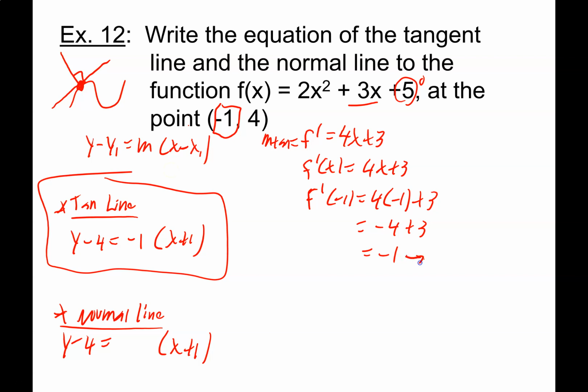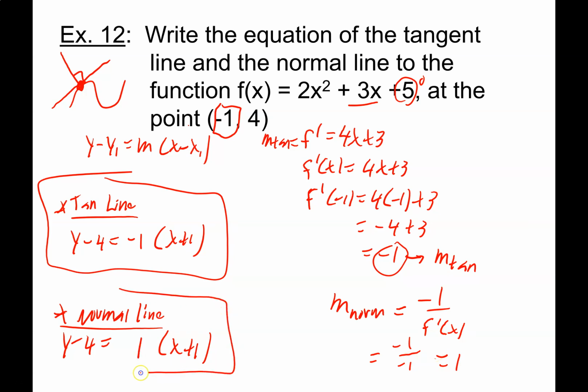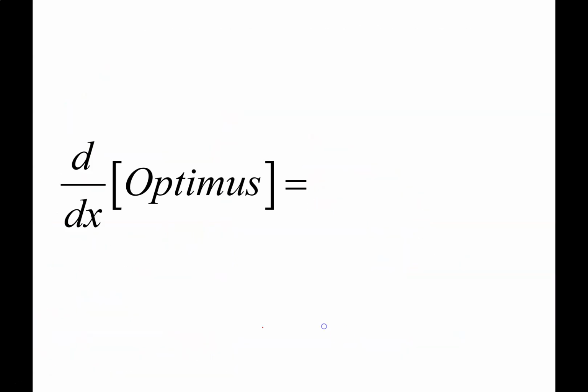Again, this is your tangent slope. To find your normal slope, I usually notate that as m norm. I'm going to take the negative 1 over f prime. So it's negative 1 over m tan, which is negative 1. Normal line has a slope of 1. Game, set, and match.